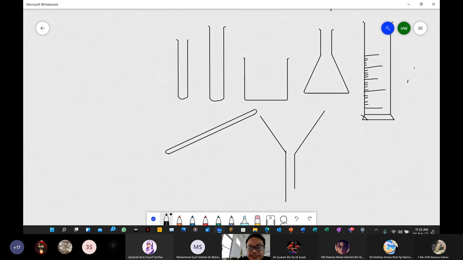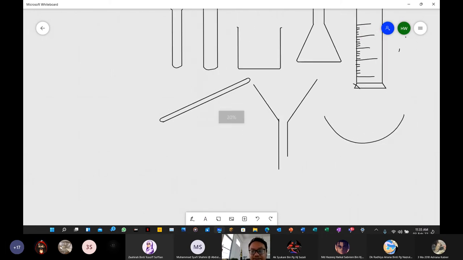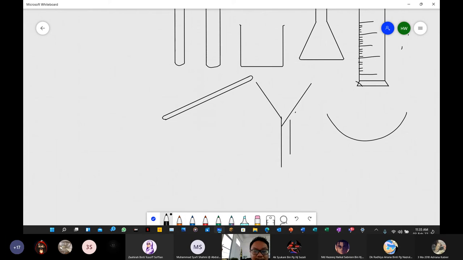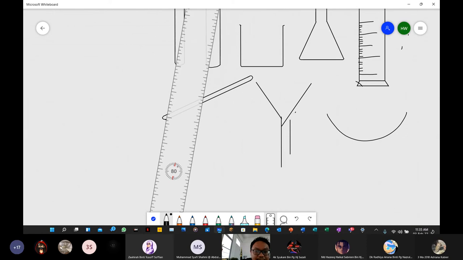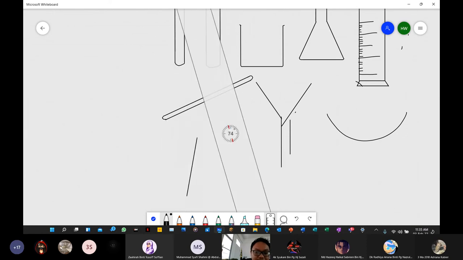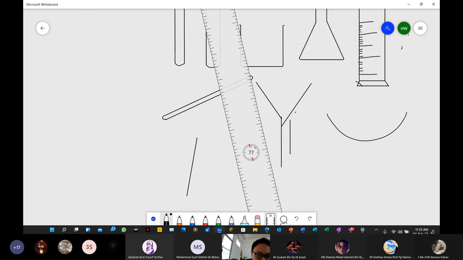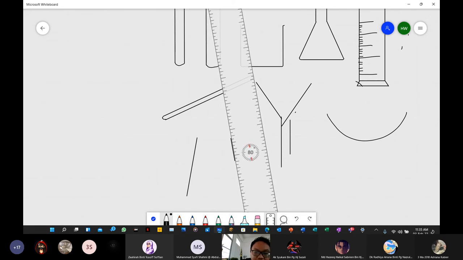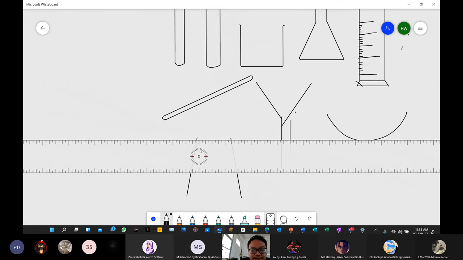For evaporating dish, it's just a simple curve. All you need to do is throw it like that. No ruler needed. And last but not least, the tripod stand. Sekejap, just one more left. You just have to make the legs first. So one leg, and another leg, two legs, side by side. Like that. And on top of it, just one single line.